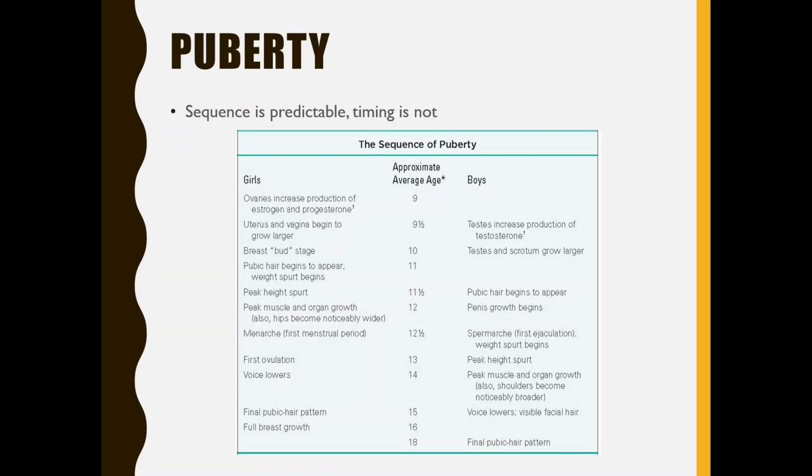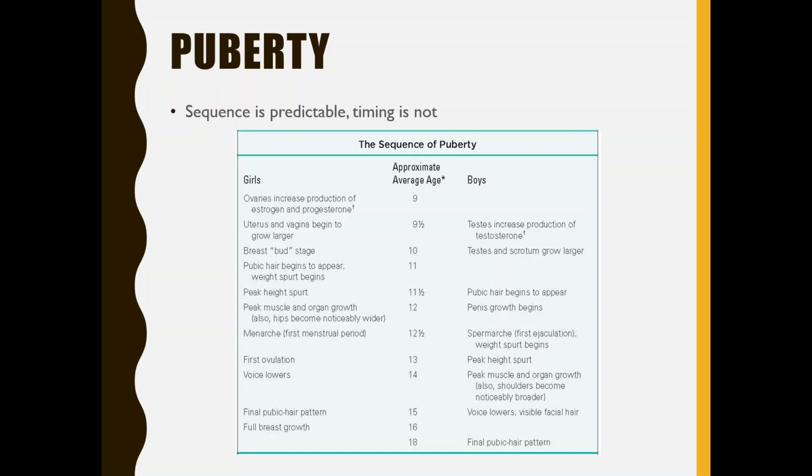So there are some very private changes that occur, kinds that only blood tests would reveal. For girls, the ovaries will start to produce estrogen and progesterone around the age of 9, but there's no outward sign of that. You would have to detect that through blood tests. Similarly, we have the uterus and vagina beginning to grow larger. You'd have to do some pretty intrusive analysis to recognize that that was happening within an individual. That happens around the age of 9.5 for girls on average. At that same age, boys are starting to produce testosterone from their testes. And again, you would only know that from a blood test.